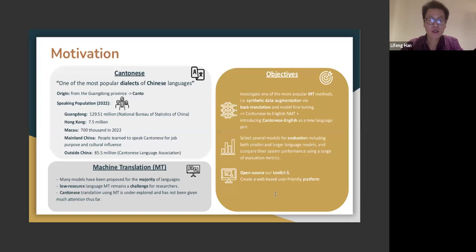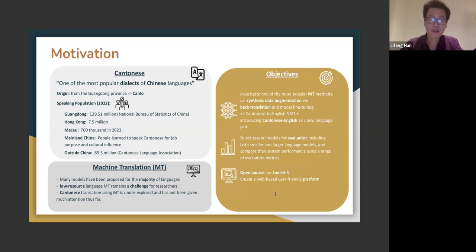Firstly, Cantonese is one of the most popular dialects of Chinese languages. The origin of Cantonese is from Guangdong province. The capital is called Canton in Western language. The Chinese pronunciation of the capital is Guangzhou in Mandarin.